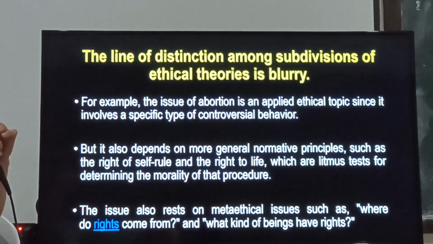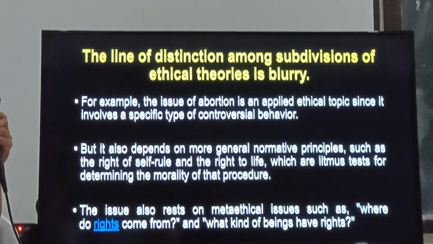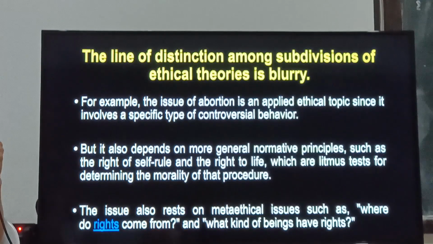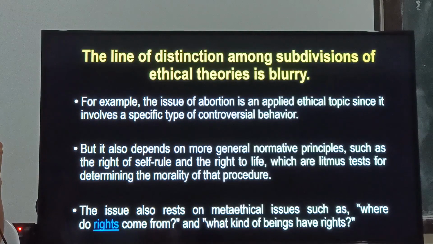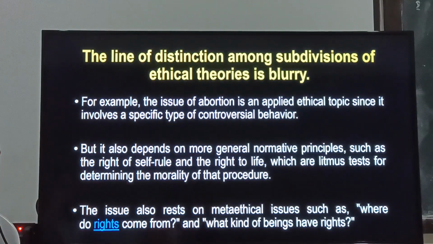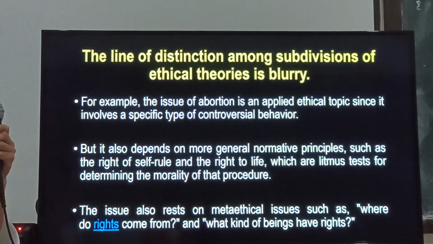Now the line of distinction among subdivisions of ethical theories is blurry, meaning to say there is no specific line that divides meta-ethics, normative ethics, and applied ethics. They somehow overlap with each other, and the distinction is more complex than we think it is.